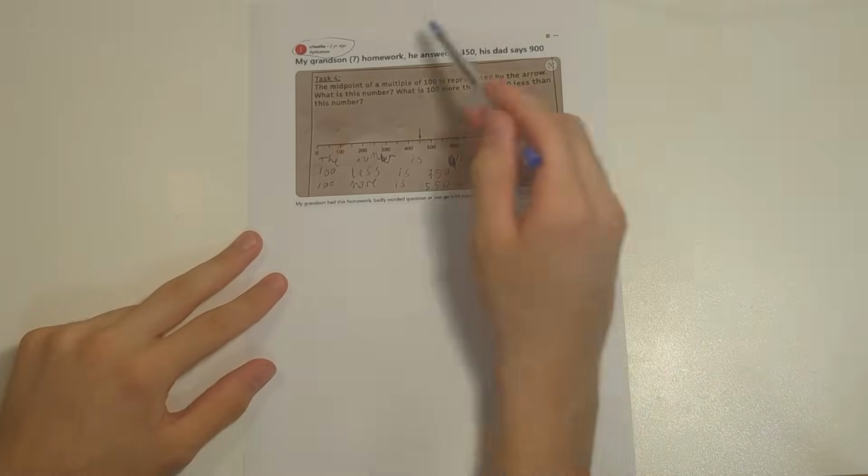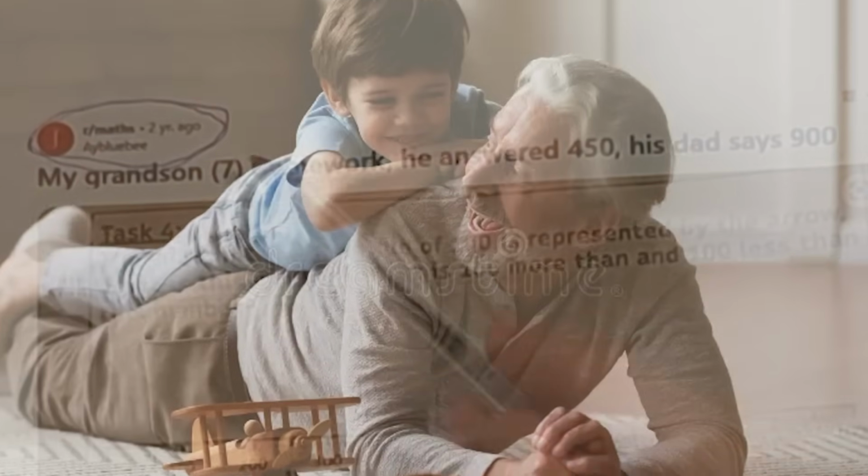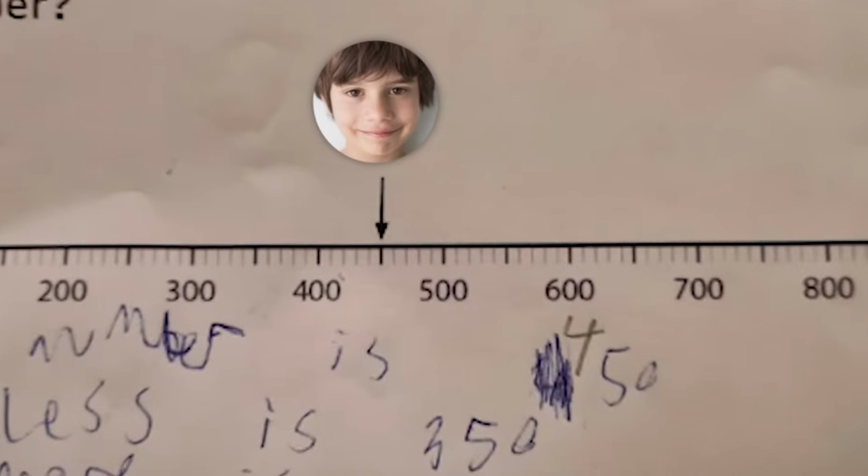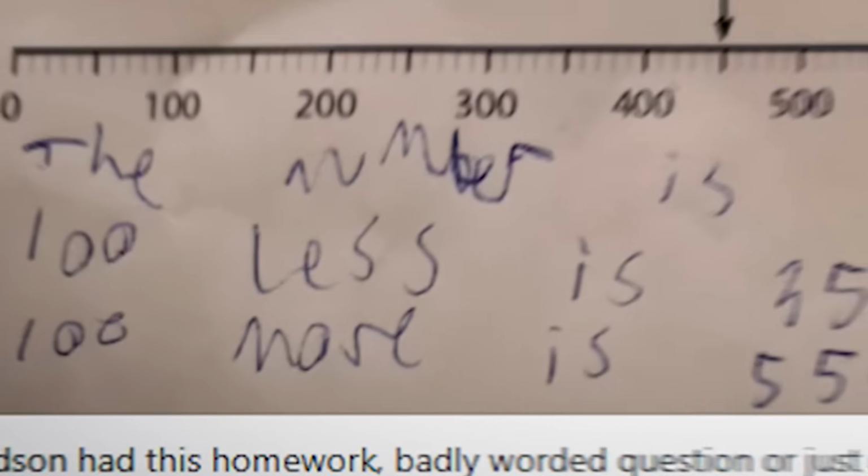This is a question posted on the r/maths subreddit about 2 years ago. "My grandson's 7 homework. He answered 450, his dad says 900. The midpoint of a multiple of 100 is represented by the arrow. What is this number? What is 100 more than and 100 less than this number?" The kid answered, well, the number is clearly 450, 100 less is 350, and 100 more is 550.